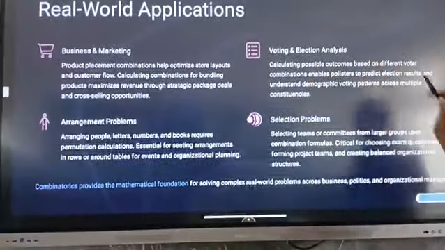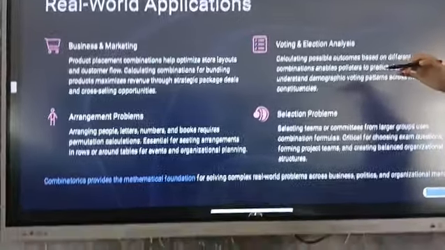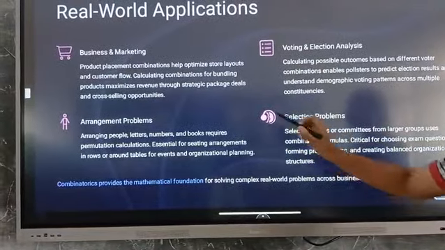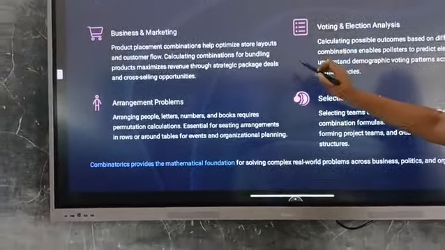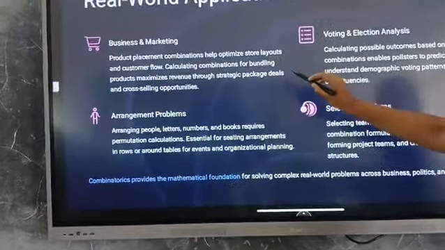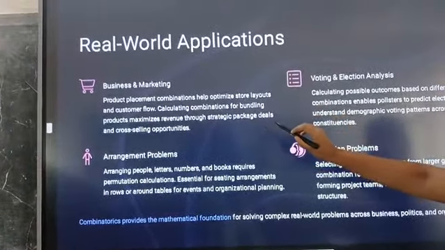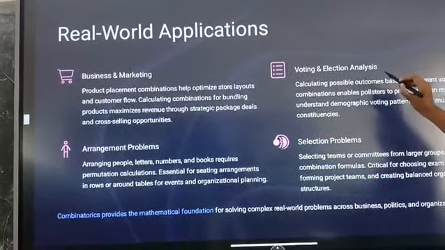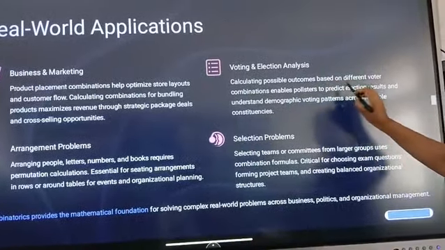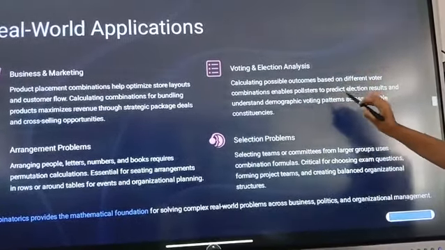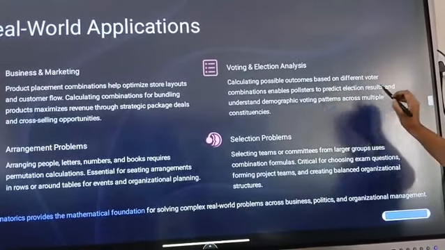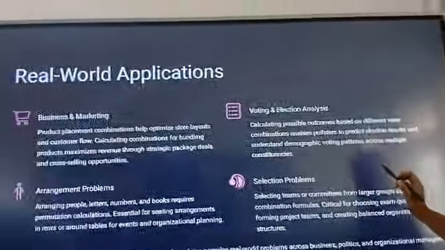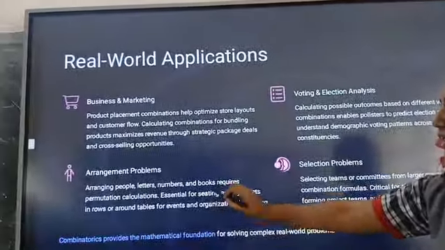Now we will move on to the applications. We will read out some real world applications of permutation and combination. Business and marketing: product placement combinations help optimize store layouts and customer flow. Calculating combinations for bundling products maximizes revenue through strategic package deals and cross-selling opportunities. Now voting and election analysis: calculating possible outcomes based on different voter combinations enables pollsters to predict election results and understand demographic voting patterns across multiple constituencies.